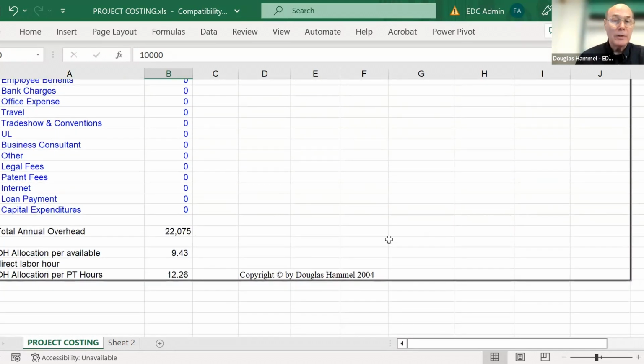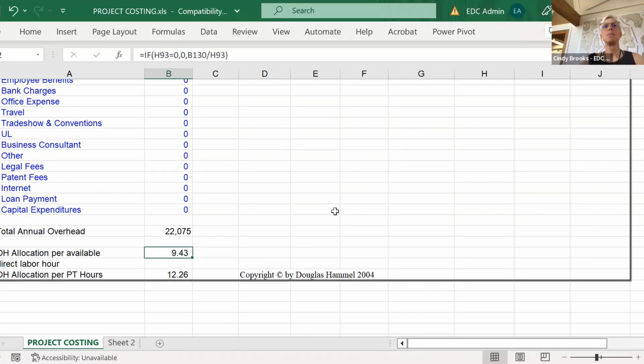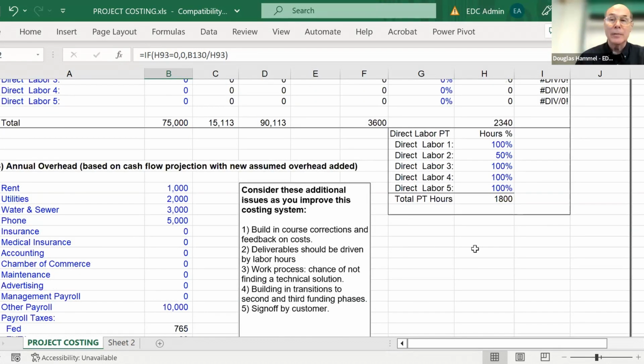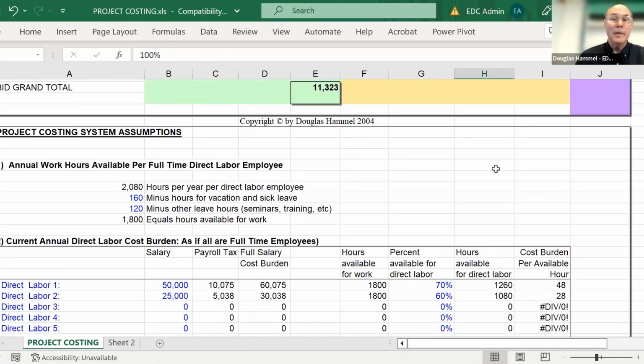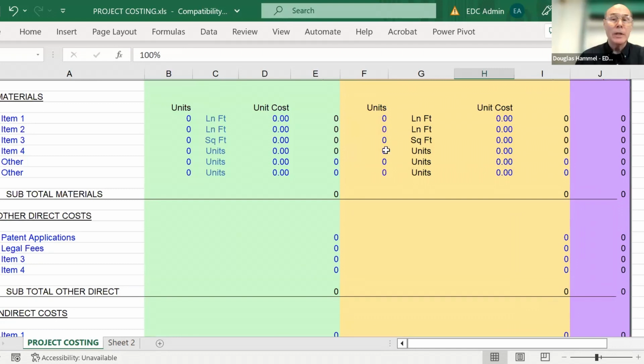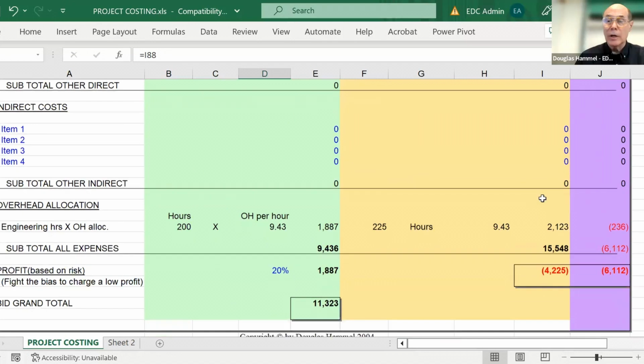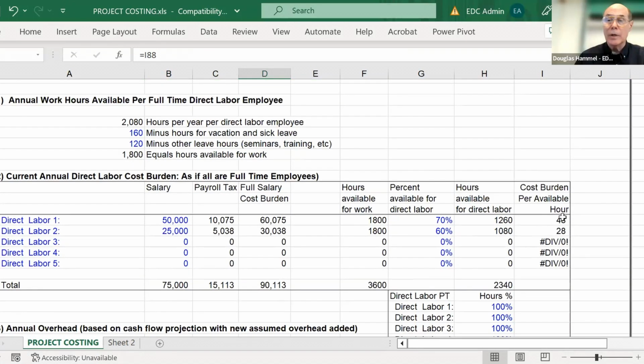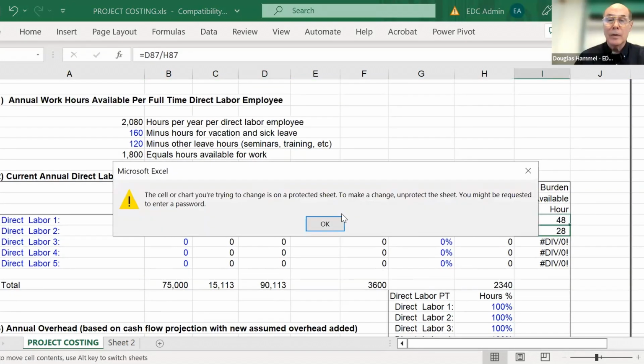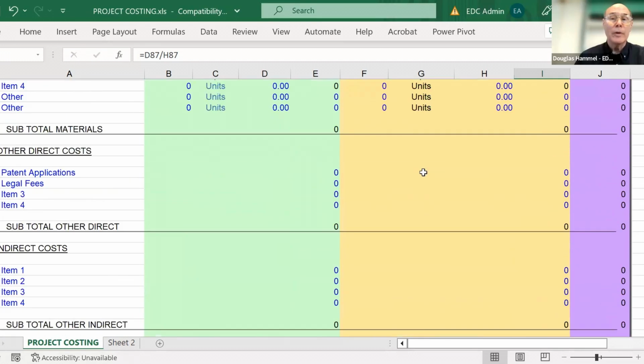So let's just remember these numbers here. We do have part-time employees. So let's look at this 9.43. Let's just take that for example. I'm going to put this back to 100%. So when we look up here, you can see that here are these numbers, 48 and 28. That's the full cost burden. There's the 48 and 28. They're flowing up into there.